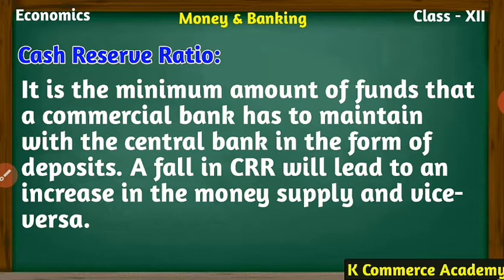For example, if a commercial bank has total deposits of rupees 1 lakh, and the central bank decides that 10% will be the CRR, then 10% of 1 lakh, that is rupees 10,000, has to be kept by the commercial bank with the central bank as a deposit, as a reserve. So this percentage is also decided by the Central Bank of the country. It is the minimum amount of funds that a commercial bank has to maintain with the central bank.